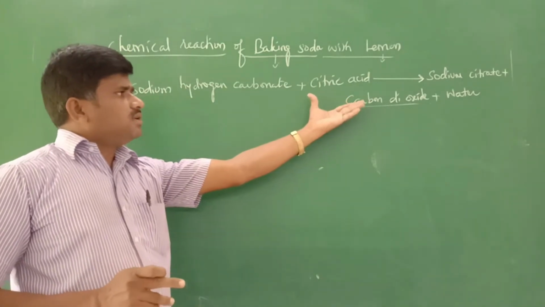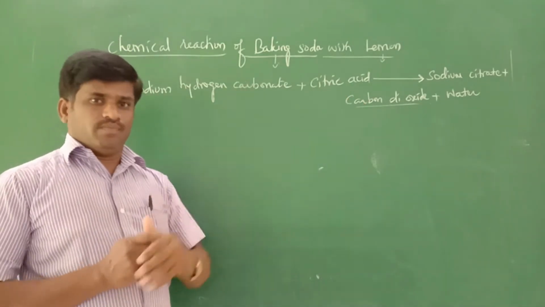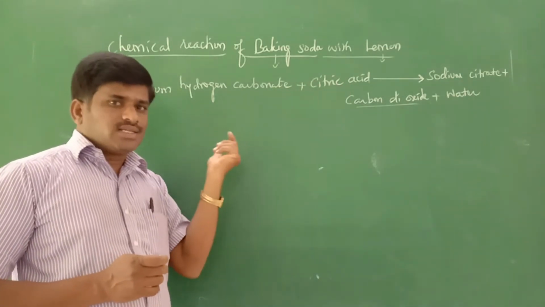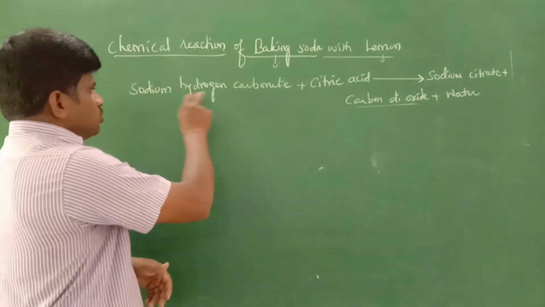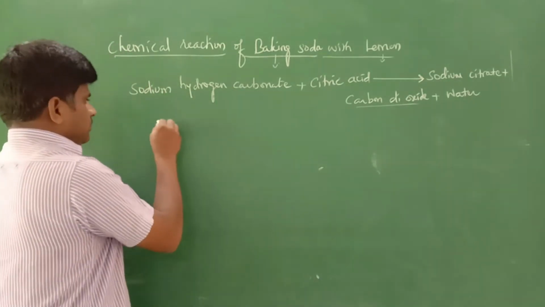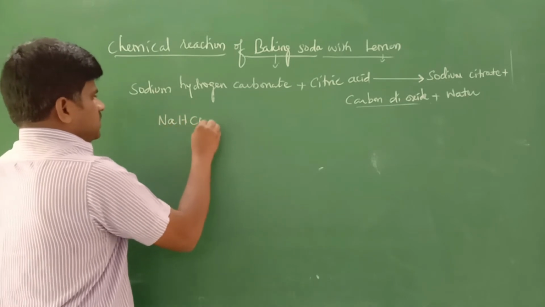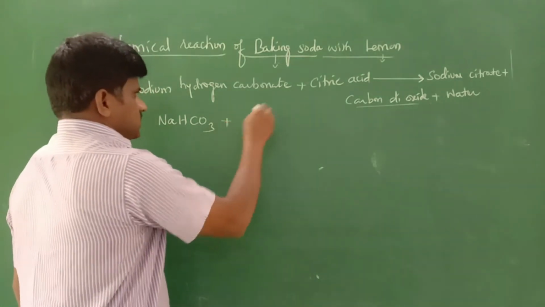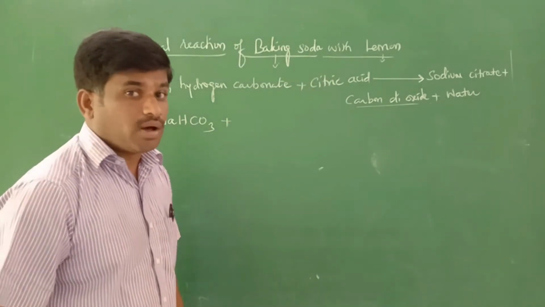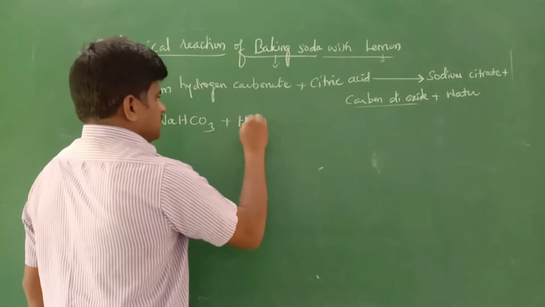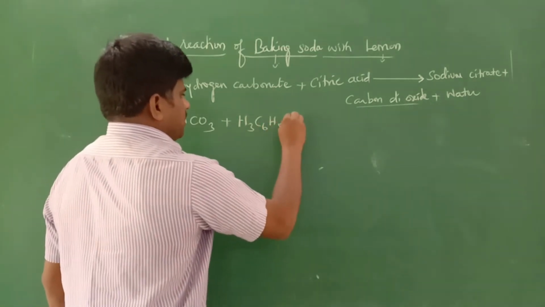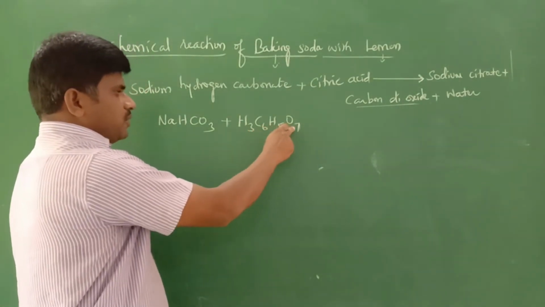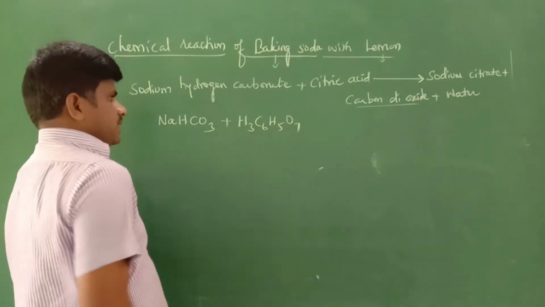This I can show through the chemical equation form. This is the word form I have written. I can write this in equation form. Sodium hydrogen carbonate, what is the formula? That is NaHCO3. This is sodium hydrogen carbonate or bicarbonate. When this reacts with citric acid, the chemical formula of citric acid is H3C6H5O7. This is organic. So this is the formula of citric acid.